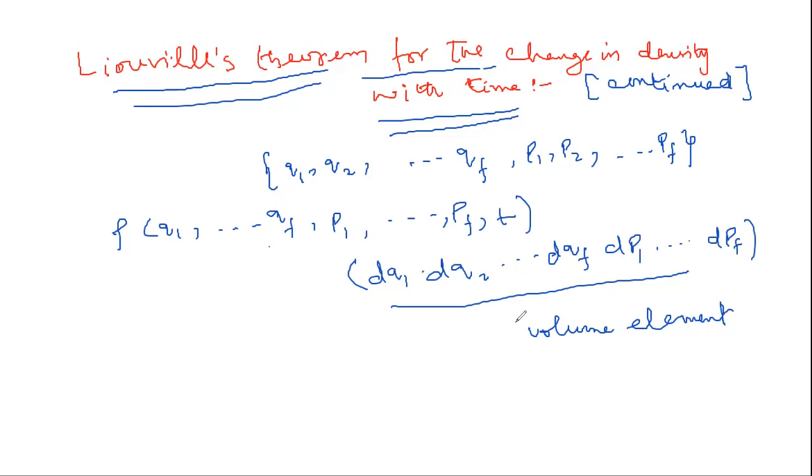Then we said that every system in the ensemble, because the ensemble is a collection of systems, moves in time according to its classical equations of motion, which are Hamilton's equations of motion. What are those equations? Let me write them. Those equations are qi dot is equal to dou h by dou pi, and pi dot is equal to minus dou h by dou qi.